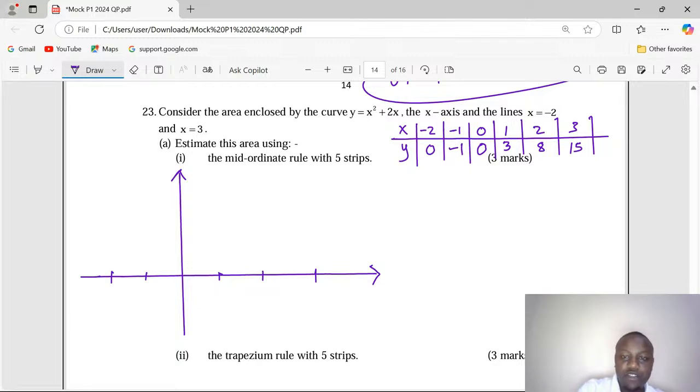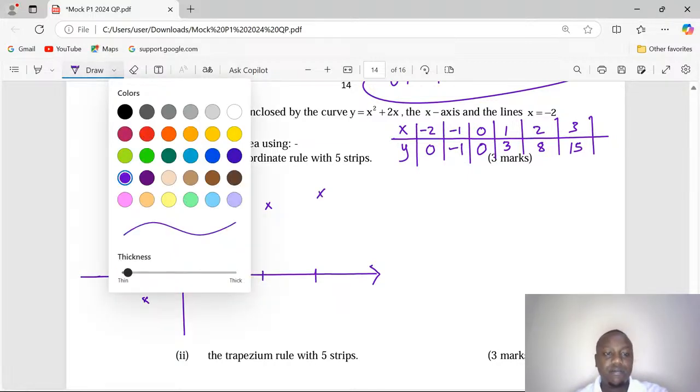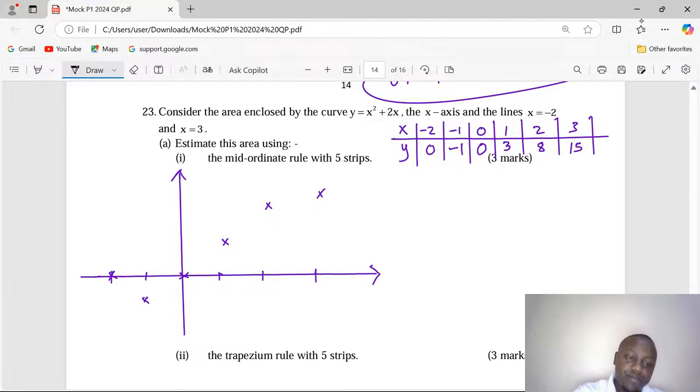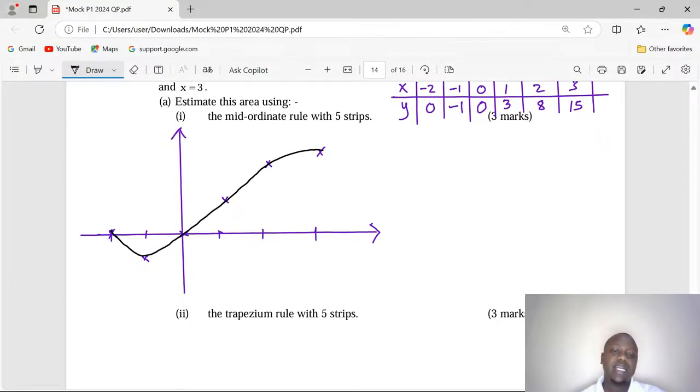So at -2, we have 0. At -1, we have -1. And at 0, we have 0. Then at 1, we go again to 3. At 2, we go to 8. And at 3, we go to 15. So the curve by a sketch is flowing in such a manner. That's how the curve is.